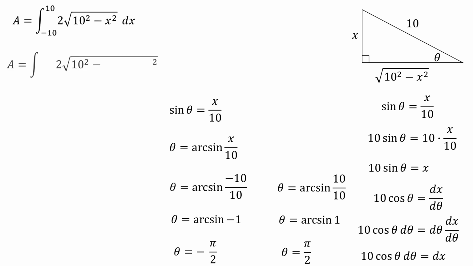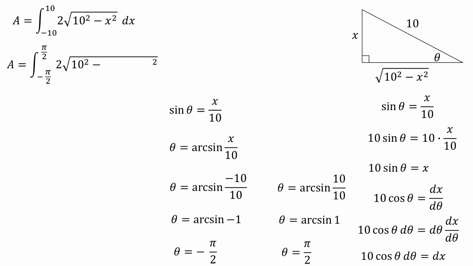So now I can rewrite my integral. All right? Now, I still have my integral symbol. I still have that 2. I still have the square root symbol. I still have 10 squared. I still have subtraction. And then whatever is going to replace x is still getting squared. But instead of going from negative 10 to positive 10, we're now going to go from negative pi over 2 to pi over 2, because those are the values we got when we switched from x to theta.